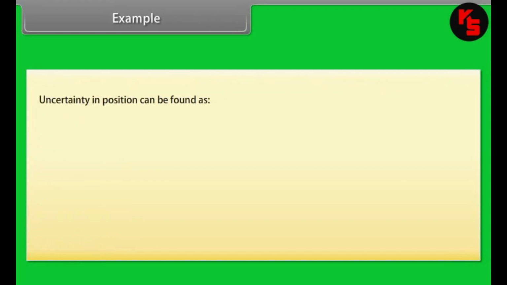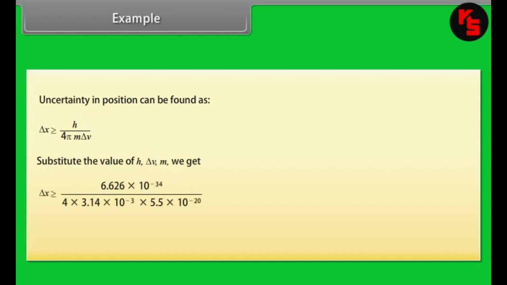Uncertainty in position can be found as delta x greater than or equal to h upon 4 pi m delta v. Substituting the values of h, delta v and m, we get delta x greater than or equal to 6.626 into 10 raised to the power minus 34 divided by 4 into 3.14 into 10 raised to the power minus 3 into 5.5 into 10 raised to the power minus 20. Delta x is greater than or equal to 9.59 into 10 raised to the power minus 13 meter.